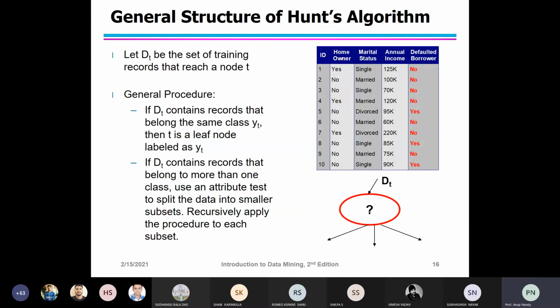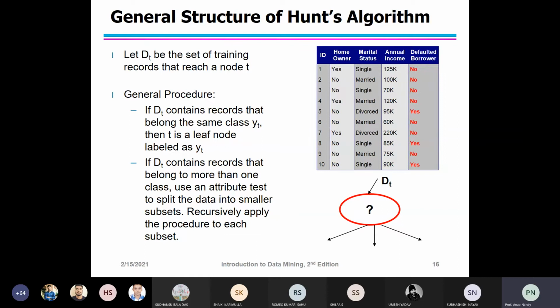Then you have to again split up. Next, if DT, meaning there is a set of training records, contains records which belong to more than one class, then what you have to do? Then you have to apply an attribute test condition. The attribute test condition is selected to partition the records. You have to partition the records into smaller subsets.